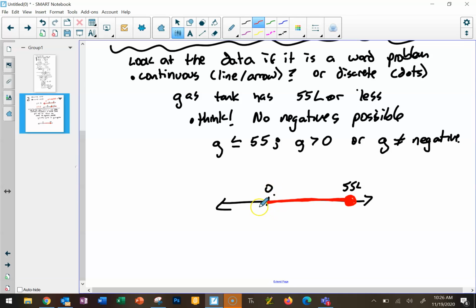Now, if you put an arrow over here and you included the negatives, I didn't mark it wrong. I didn't take any marks off. But really, this is the full solution. And another example that was continuous or discrete data.